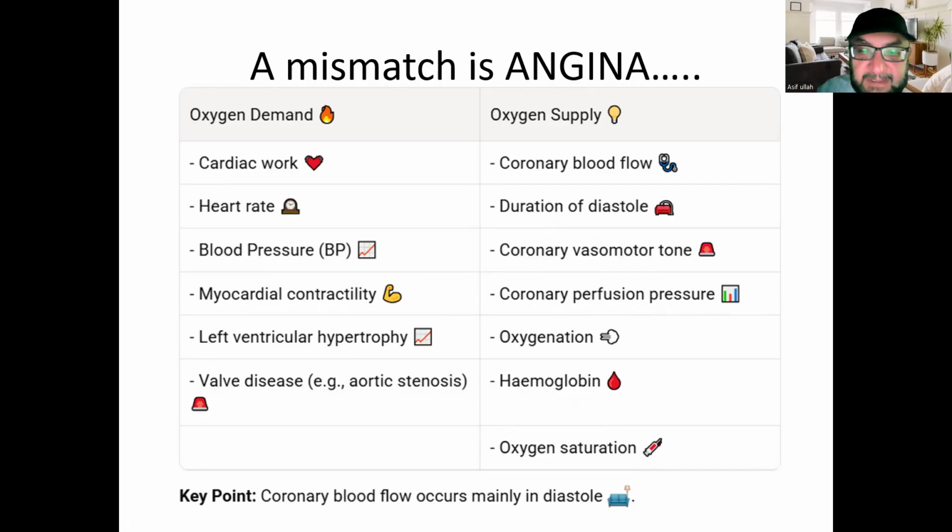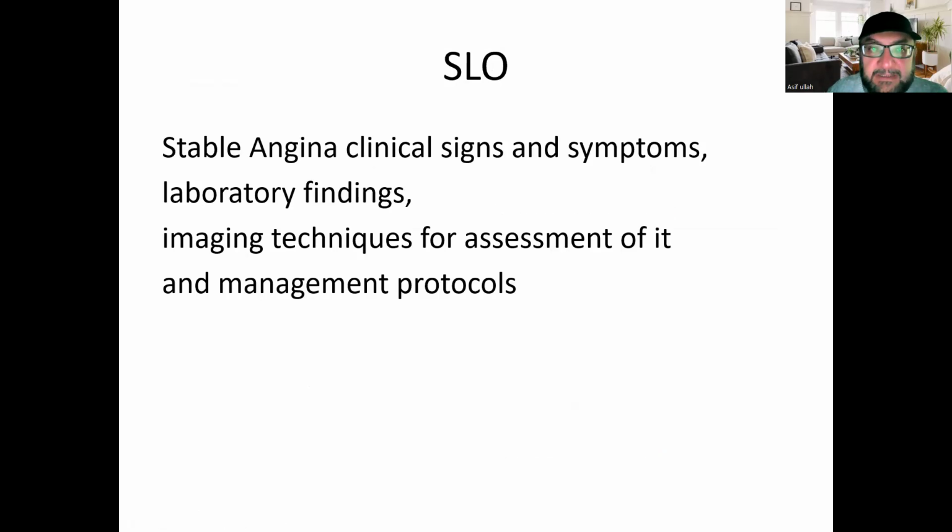All of these will lead to low oxygen supply, and all of us know already from our physiology that coronary blood flow mainly occurs in diastole. So if diastole is shortened, oxygen supply to the heart through the coronaries is reduced.